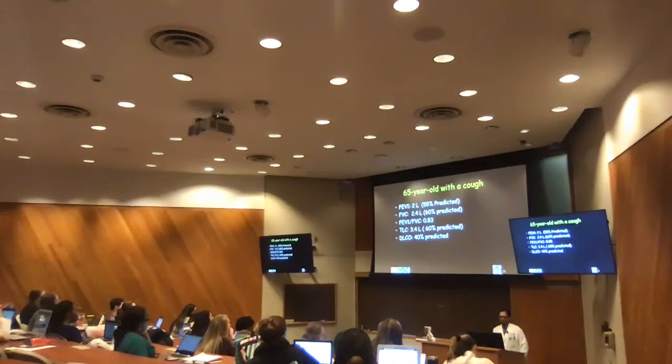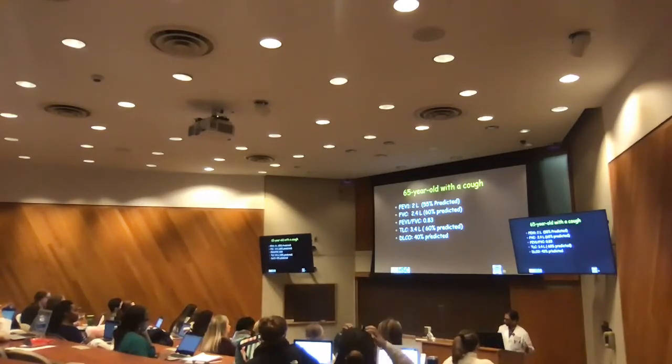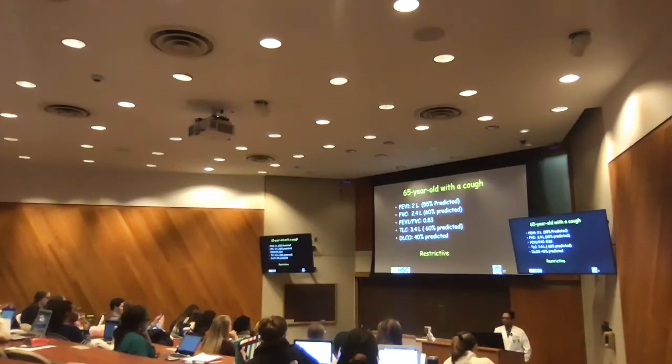What about this one? Did I do this one right? Yeah. FEV1 is 2 liters, that's 55% predicted, which is low, decreased. FVC is 2.4 liters, that's 60% predicted, which is also decreased. When you do the ratio it is 0.83, so this tells you there is no obstruction. Total lung capacity is 60% predicted, so lung capacity has come down, vital capacity has come down. DLCO is also reduced, 40%. What is this? Restrictive. So this patient has restrictive disease. And lo and behold, the DLCO gas transfer is also affected. We'll see how we put that in context.